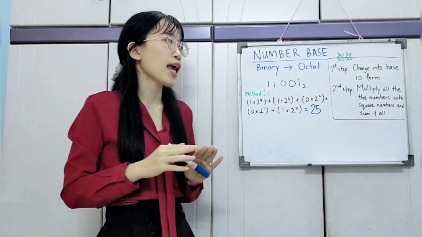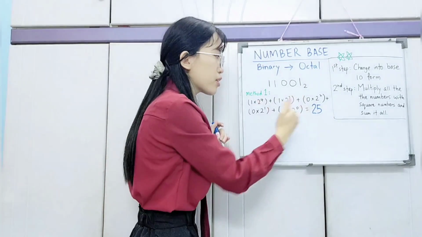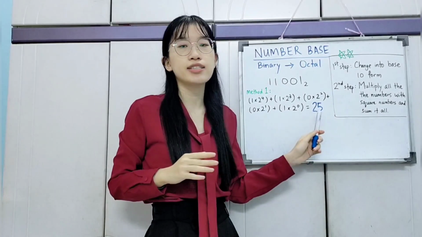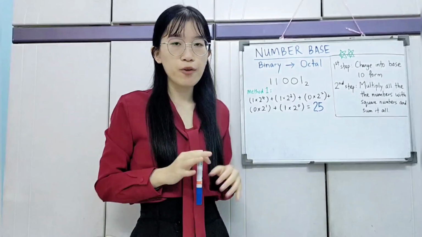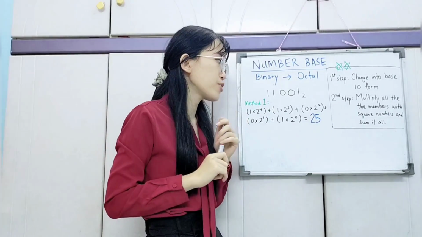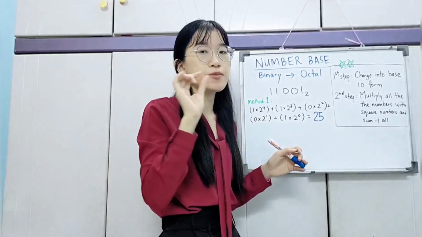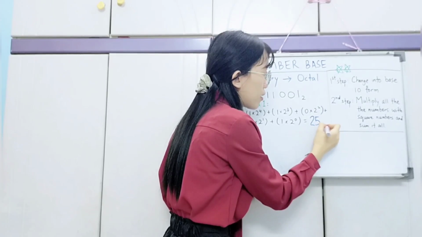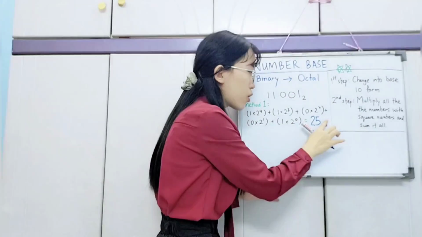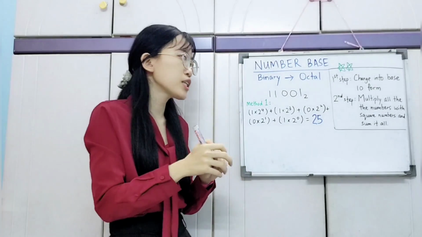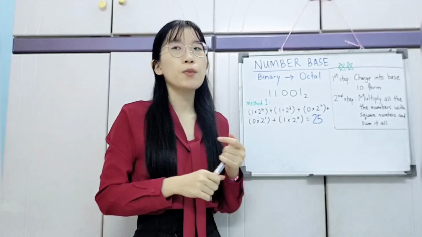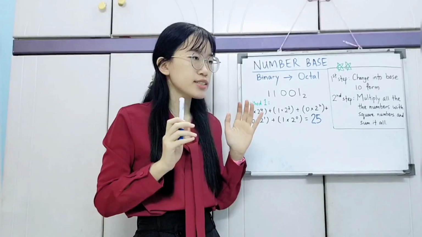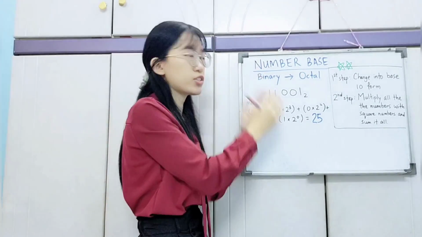After we write this sequence, we use a calculator to sum it all, and we will get the number 25. The number here is in base 10 form. However, there is a special case where we need not write the small 10 beside the number 25, because when we see the number 25 like this, we will automatically know that this number is in base 10 form. But this special case only applies to this topic.